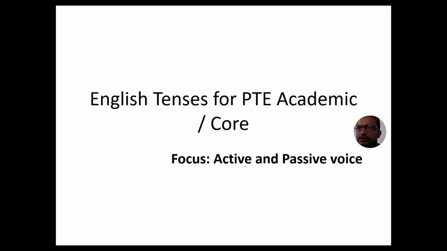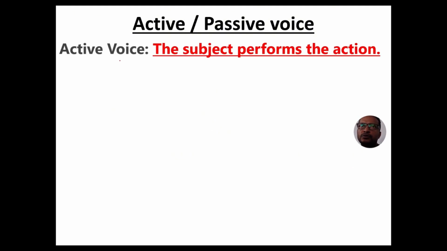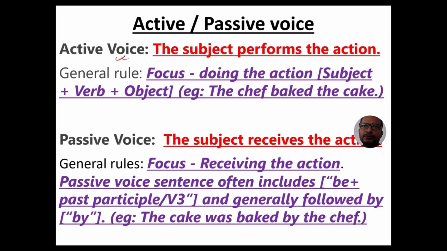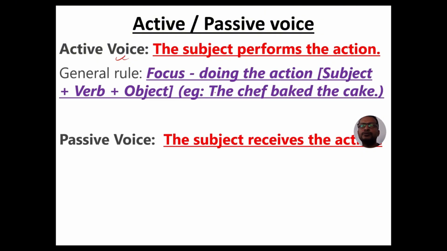So the next concept is voice: active and passive voice. In English grammar, there are two types of voice. One is active voice and the other is passive voice. What is active voice? In the active voice, the sentence is written so that the emphasis is given to the doer, who performs the action, whereas in the passive voice the emphasis is given to the receiver of the action.